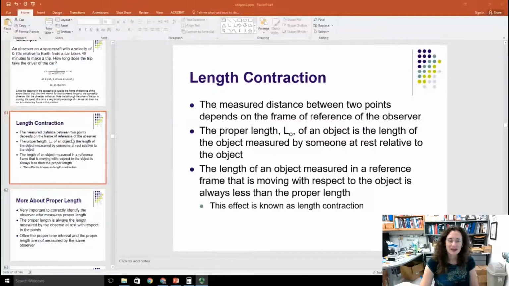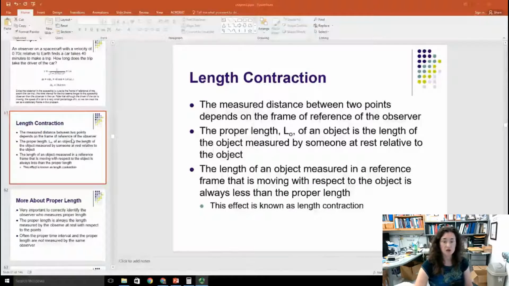Hi. In the previous lecture, we covered the time dilation equations for Einstein's special relativity. In this lecture, I want to cover length contraction. So we define length contraction according to the measured distance between two points is going to depend upon the frame of reference of the observer.